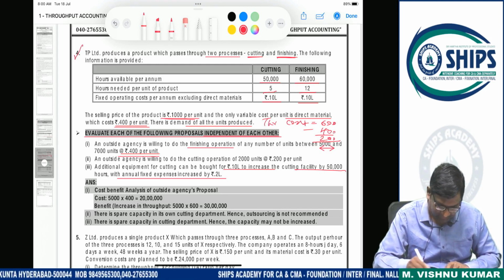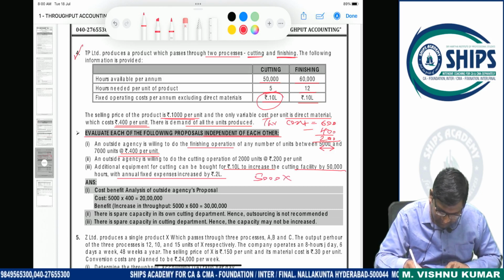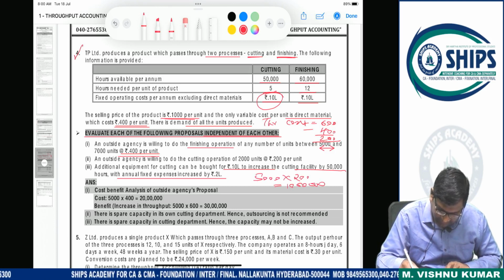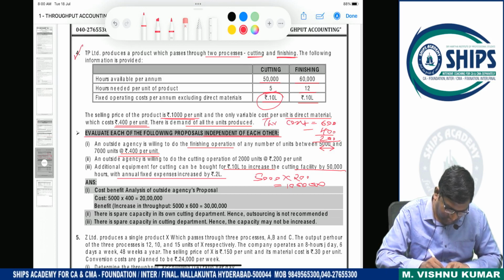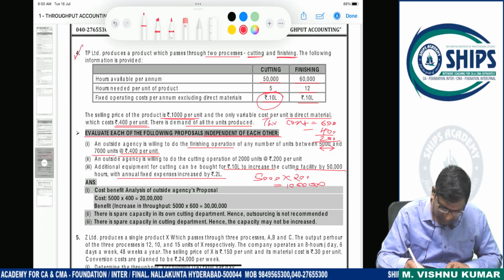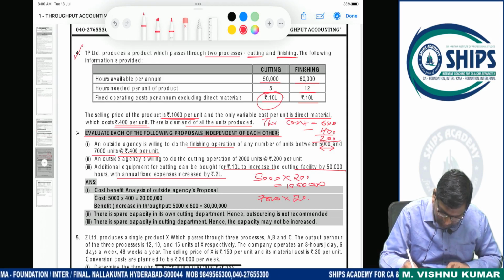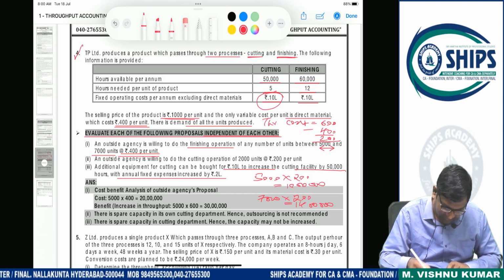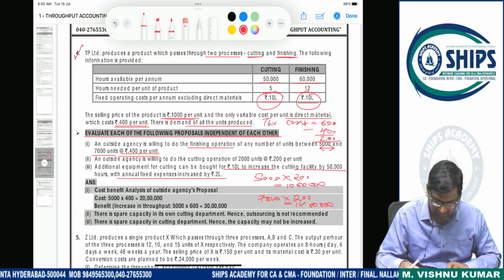The reason is, on 5000 units only their fixed cost is recovered. 5000 units into how much extra contribution? 200. So 10 lakhs, and their fixed cost is also 10 lakhs. So only the fixed cost is recovered. If they give the outsourcing for 7000 units, then 7000 into 200 is 14 lakhs additional contribution. From this, fixed cost is 10 lakhs, so an extra contribution of 4 lakhs will come.